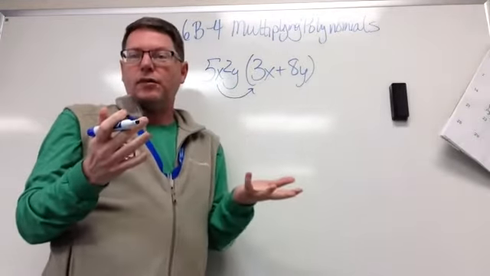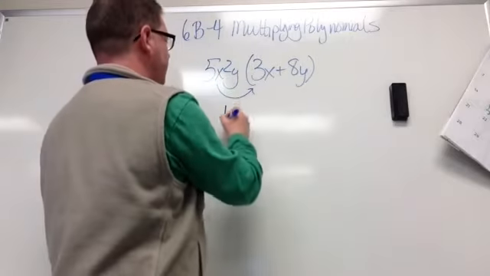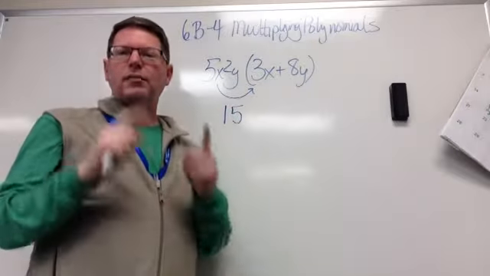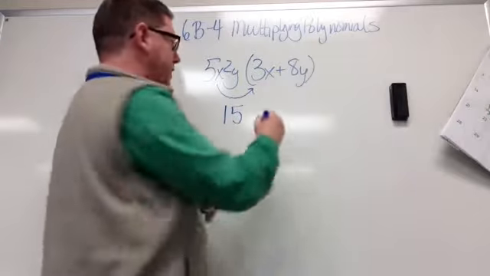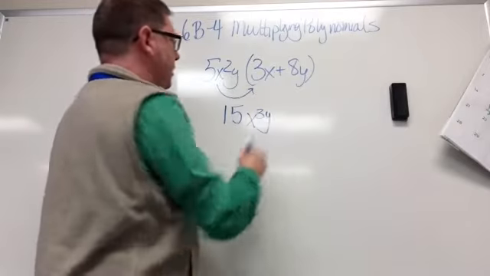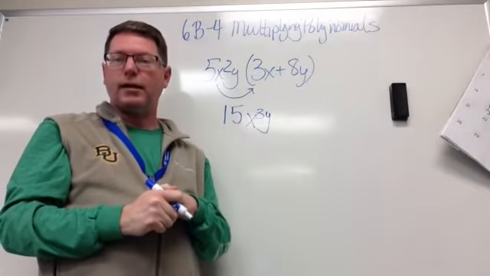So let's take our coefficients first, 5 and 3. I know 5 times 3 is 15. x squared times x, multiplying the same base, add the exponents. That would be x to the third. There's no other y, so I just bring down the y. 15x to the third y.